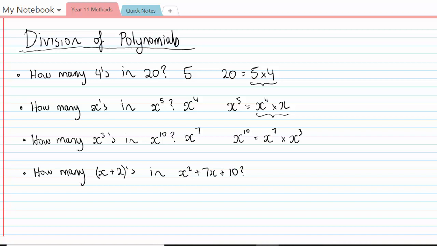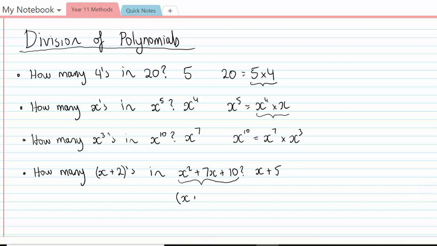The last one, how many x plus 2's are there in x squared plus 7x plus 10? Well, the clear answer is that there are x plus 5 x plus 2's in x squared plus 7x plus 10. That one is perhaps not quite as obvious as the others. The reason for that is that when we factorize this quadratic, we can factorize it using add to give, multiply to give. So two numbers that add to give 7 and multiply to give 10, and they would have to be positive 2 and positive 5.